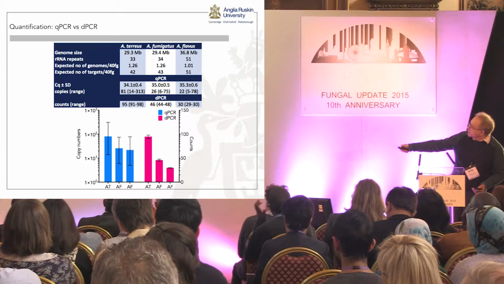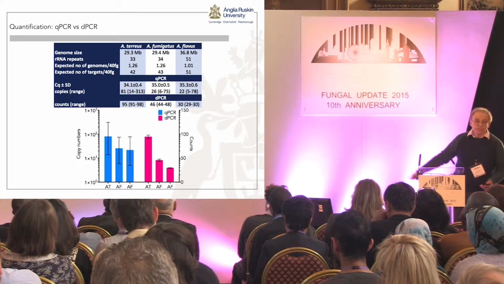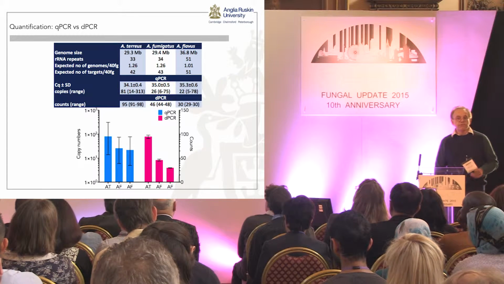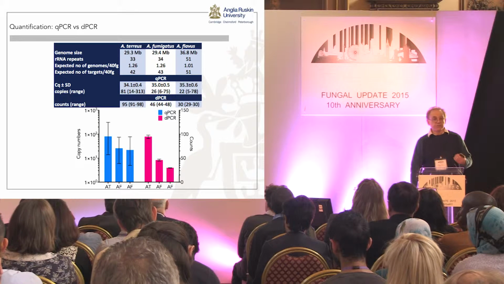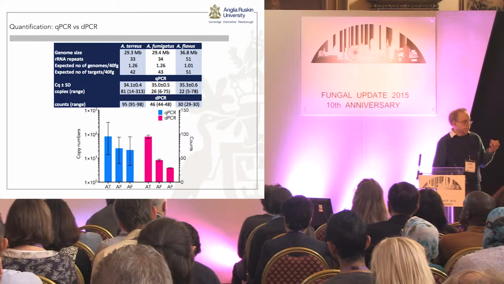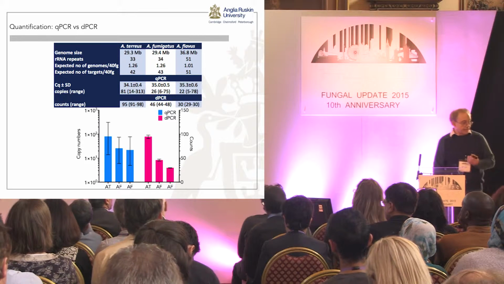And you can see we now end up with a copy number of 95, 46, and 30 with a very, very small range. So digital PCR is extremely useful for accurate and precise quantification of DNA. This might be useful, for example, when you're producing your samples for shipping out to different people, your panels, so you know exactly how much DNA you have there.